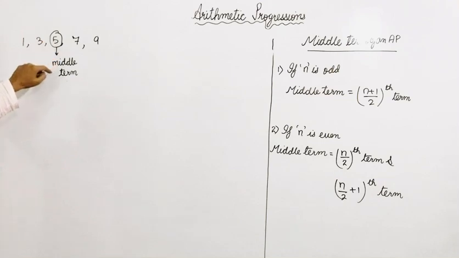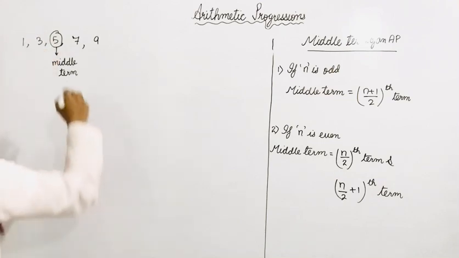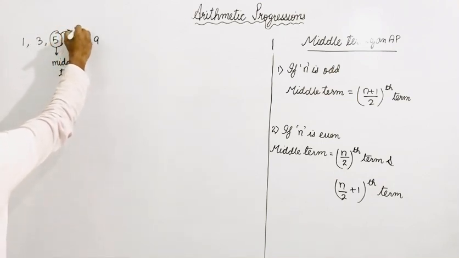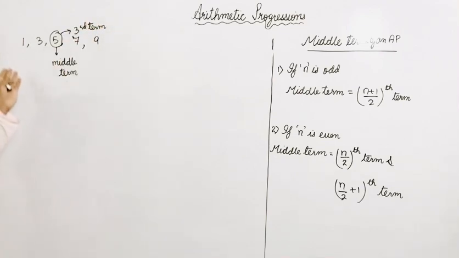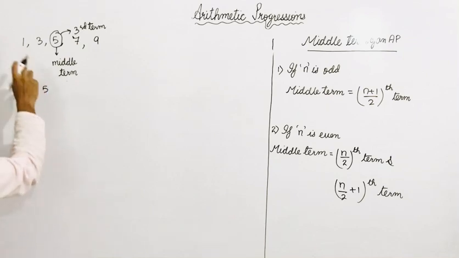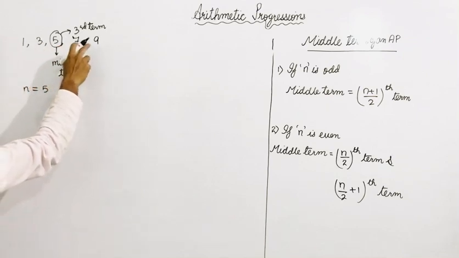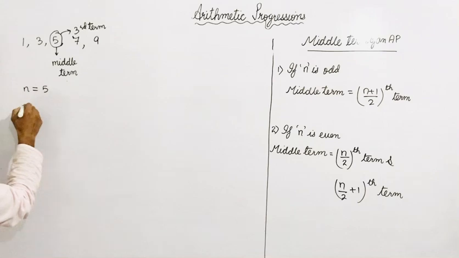5 is the middle term of the AP, and it is the third term. But how have we calculated it? How many terms are there? 1, 2, 3, 4, 5. There are 5 terms.